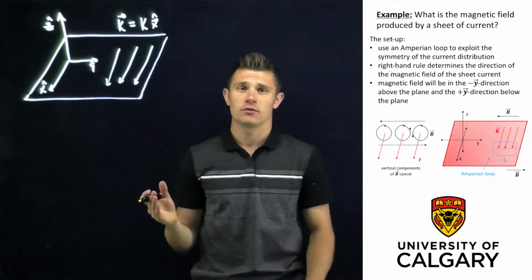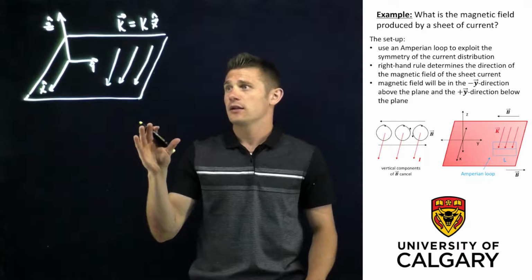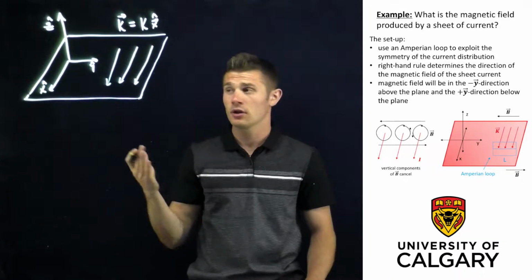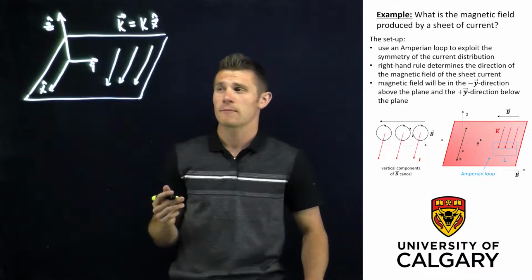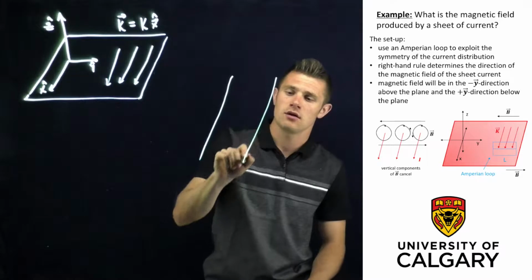because after we know this, then we can use an Amperian loop to exploit the symmetry of the problem and choose the Amperian loop such that the magnetic field and the Amperian loop in combination simplify the integral in Ampere's law. So we'll start by drawing in a slightly different way.